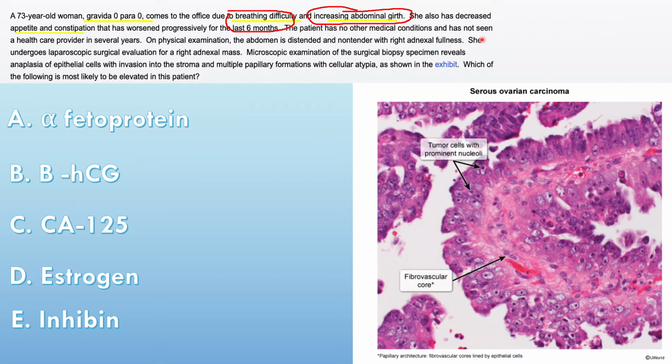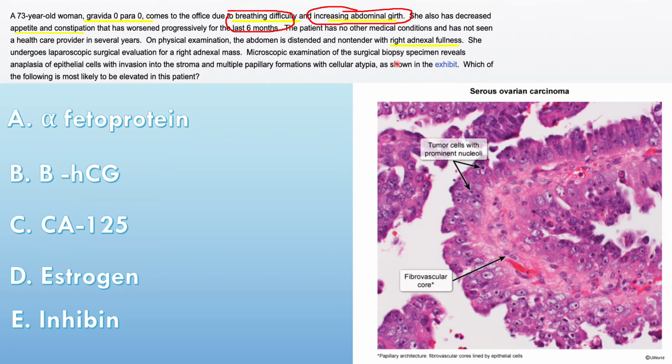The patient has no other medical conditions and has not seen a healthcare provider in several years. On physical exam, the abdomen is distended and non-tender, again confirming this, with right adnexal fullness, right? Guys, adnexal means something related to the ovaries, okay? Right adnexal fullness means she has a right ovarian mass. Just interpret it like that and get it over with. She undergoes laparoscopic surgical evaluation for a right adnexal mass. So it already gave away the answer.